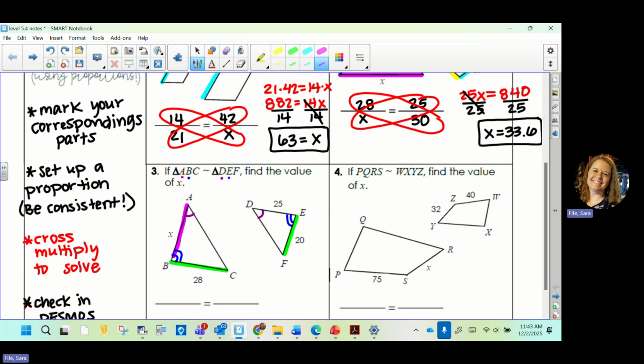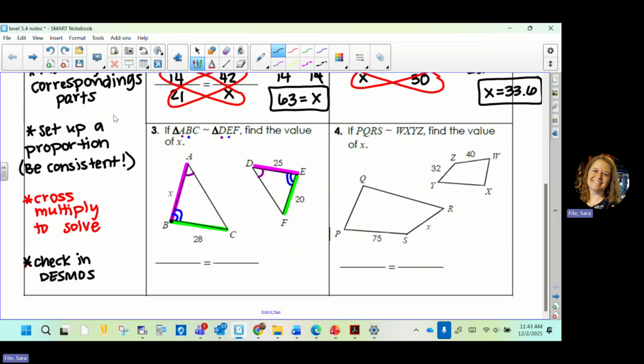Okay, 1 to 2, 1 to 2. So those are the corresponding sides that are labeled here that I'm going to use to set up my proportion. So when I set up my proportion, I'm going to go X is to 28. So I'm going on the left triangle, pink to green. So now in the right triangle, I have to go what to what? Pink to green, which is 25 to 20.